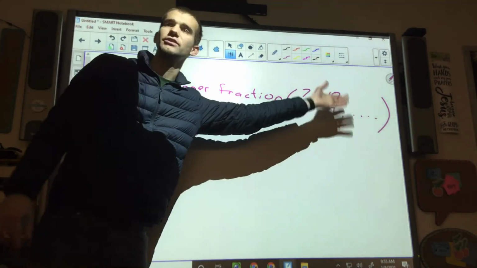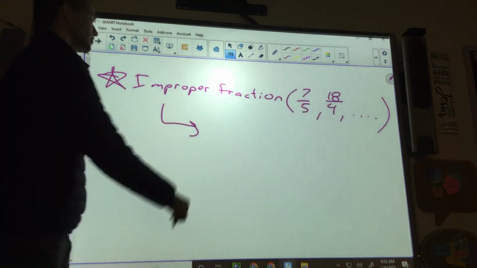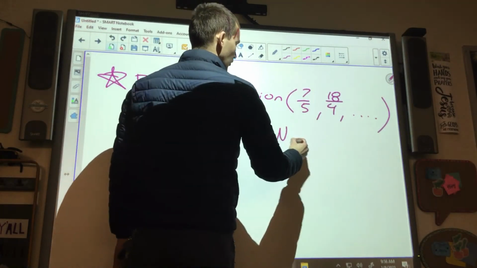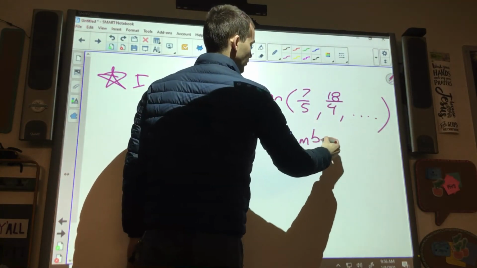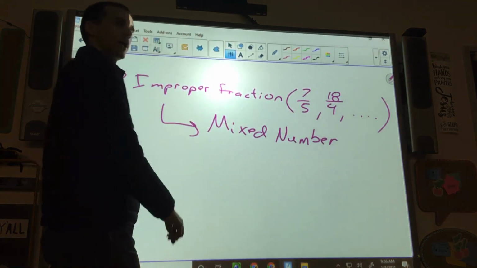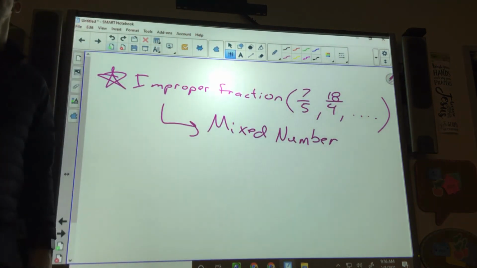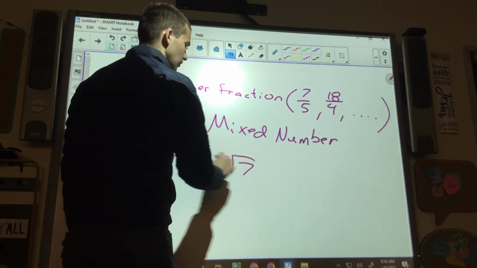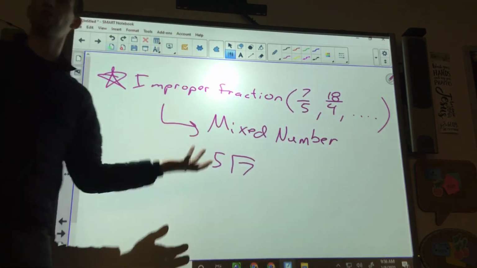7 over 5, 18 over 4, whatever. If it's an improper fraction, it needs to be a mixed number. Write this down right now, not in your book, in your notes. This should be in your notes right now. Mixed number, 7 divided by 5. Do an example of how you would actually do it.